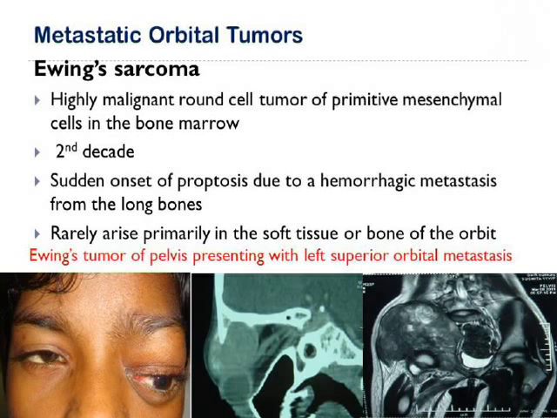Then metastatic. In this age group, say around 10 years of age, it is the Ewing sarcoma which should be kept in mind. Unlike neuroblastoma, which generally presents in children less than 5 years of age, Ewing sarcoma again presents like a sudden proptosis, and generally it affects the long bones. Rarely, primarily, it is seen within the orbit also.